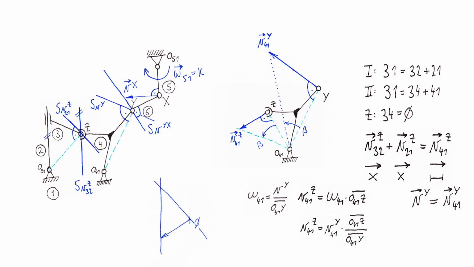So what we have to do now is just to solve the vector equation. So we know 4-1 completely, and for 2-1 and 3-2 we know directions, and the arrows come from the vector equation. So what we are looking for finally is omega 2-1, which we can calculate from the velocity of point z in body number 2 with respect to the frame. So omega 2-1 is the velocity magnitude divided by the distance from point z to the center of rotation.